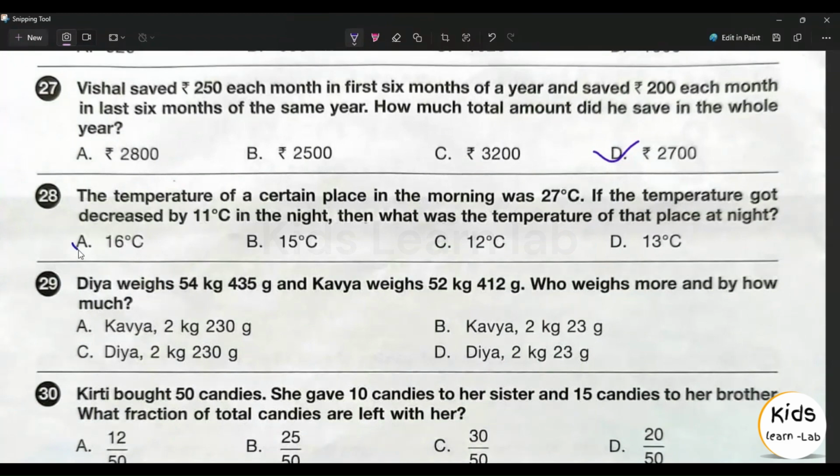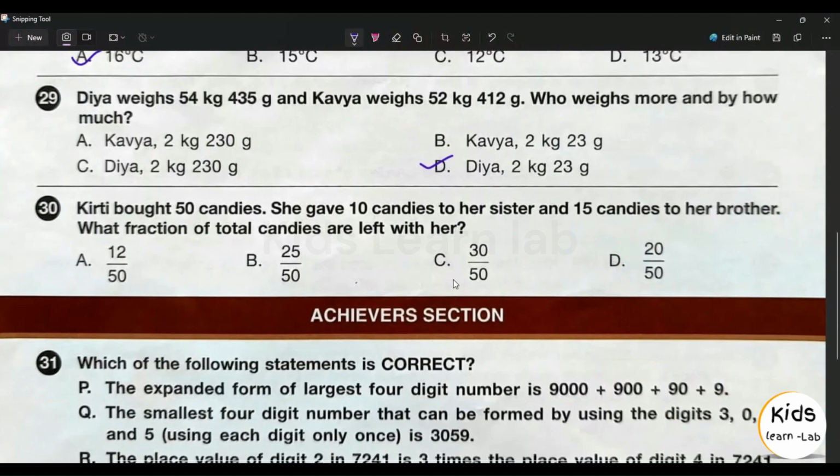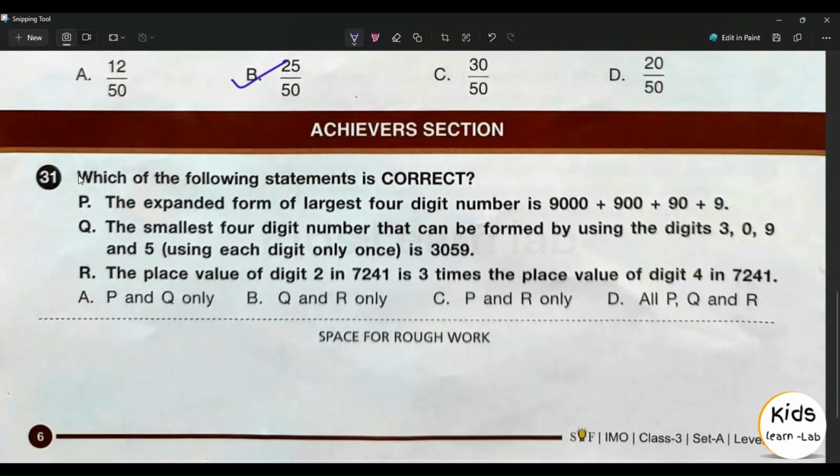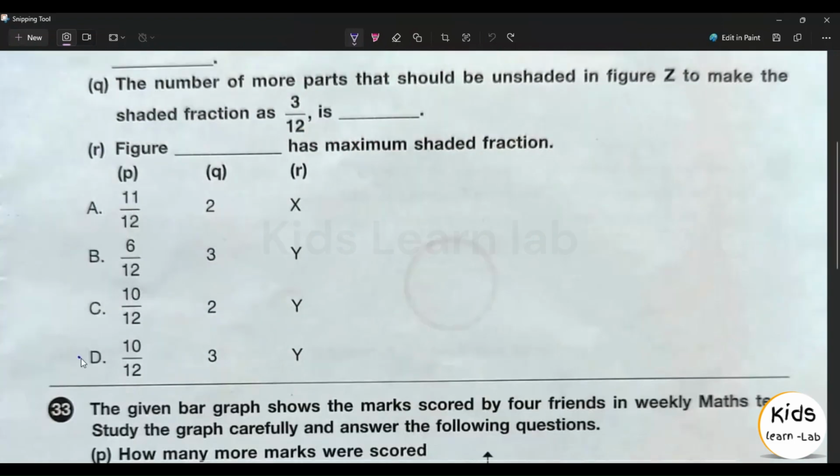28th question answer is option A. 29th question answer is option D. 30th question answer is option B. Fourth section, Achievers section. 31st question answer is option A. 32nd question right answer is option D.